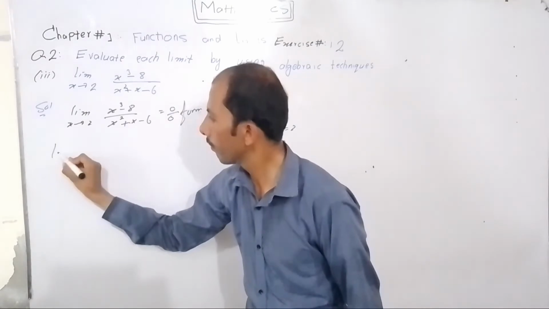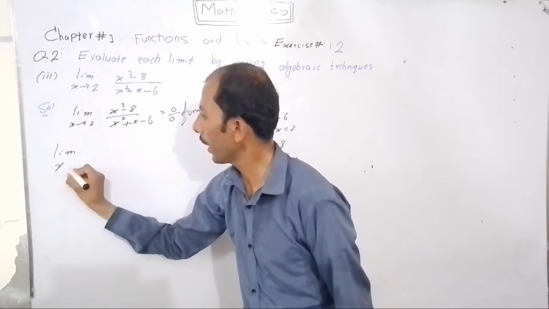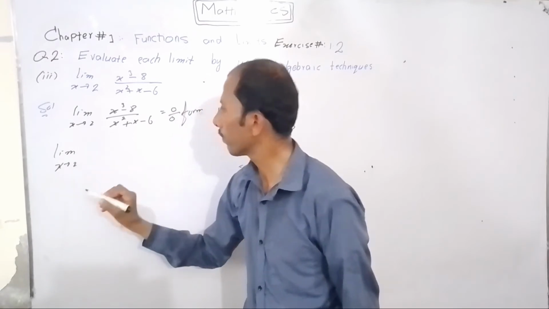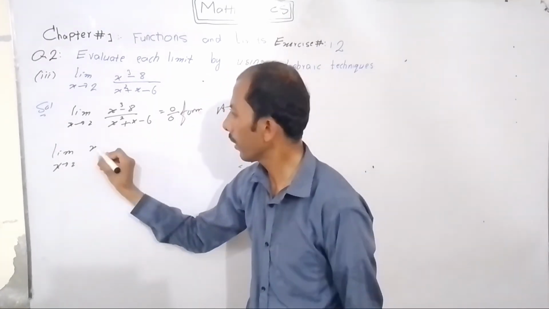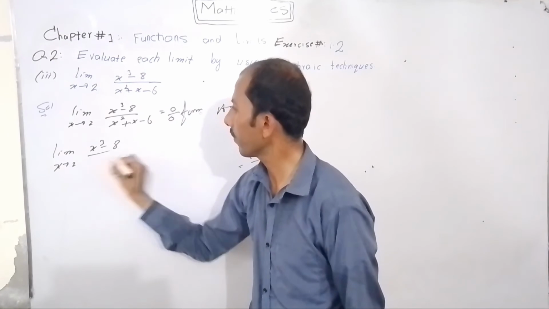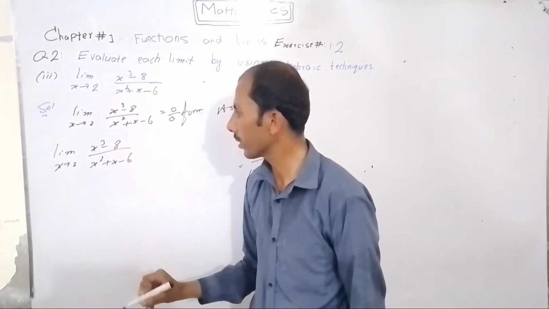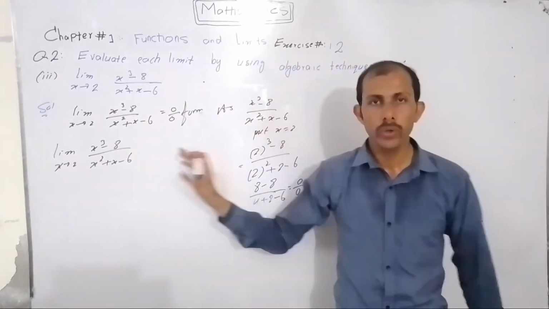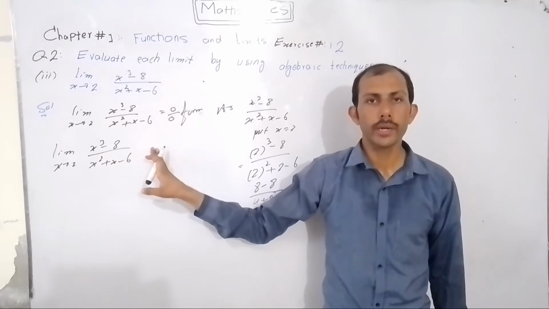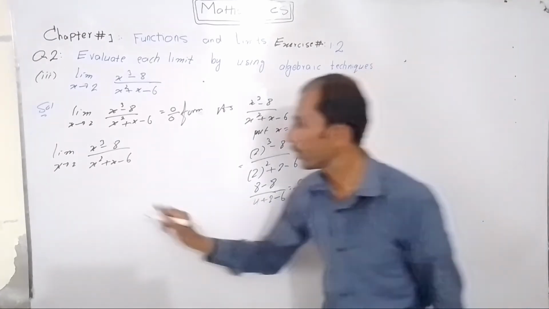Limit x approaches 2 of (x cube minus 8) divided by (x square plus x minus 6). So we rationalize the numerator and denominator.